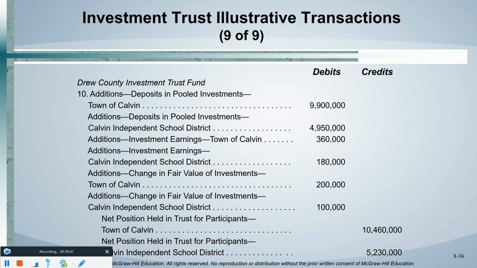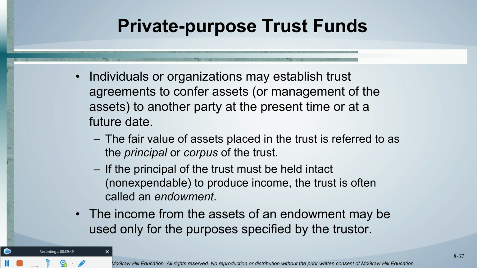As I said to you before, the internal participants are recorded with liabilities in the trust fund. All right, a private purpose trust fund. I won't go through any journal entries with you, but I do want to explain it to you.